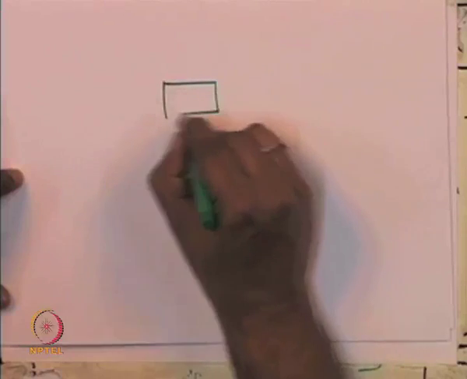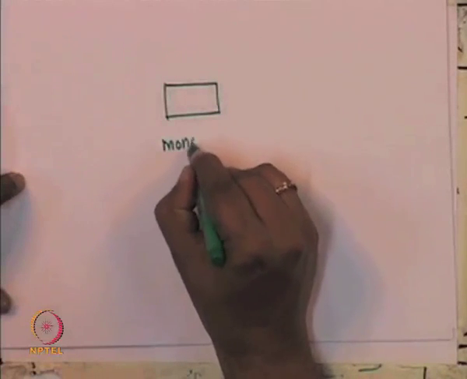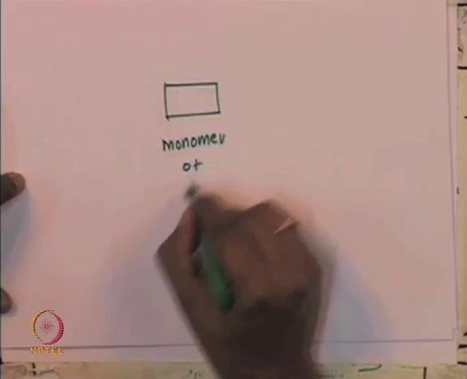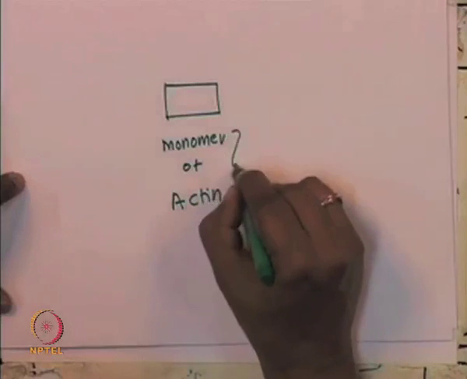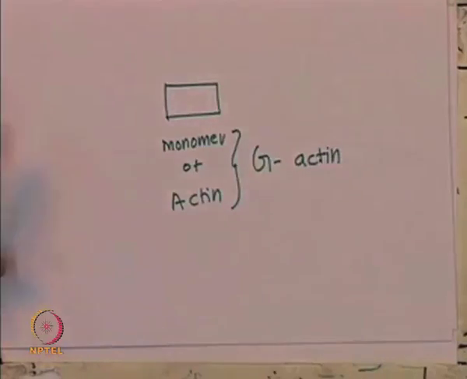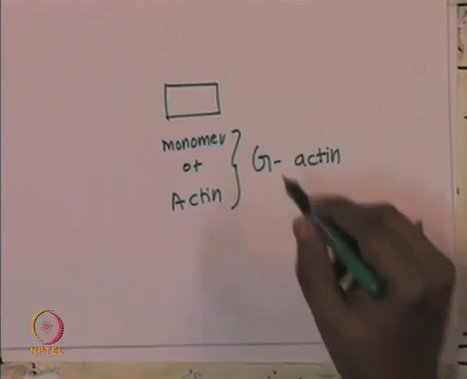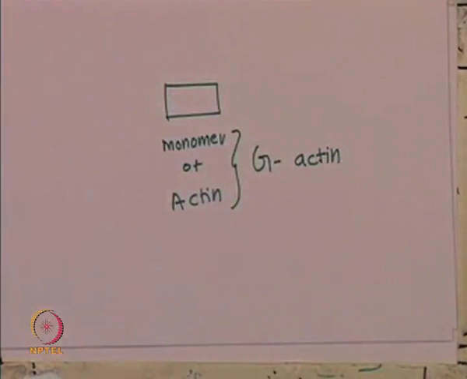Just like any polymer, it is made of many monomer units. So, let us quickly represent here. For simplicity, I will represent a monomer by these blocks. So, this is a monomer of actin. The monomer of actin is called G actin, sometimes called globular actin. This monomer polymerizes and becomes a long polymer.